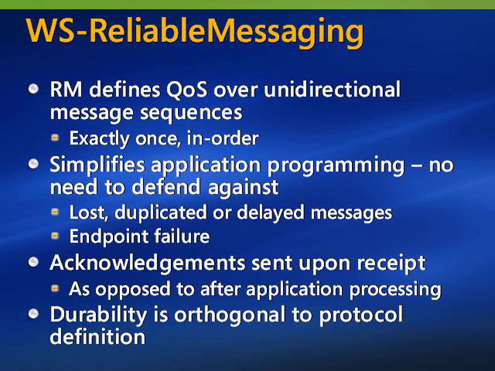Acknowledgements are sent upon receipt of the message by the networking infrastructure, by the platform. That is, Indigo gets a message and sends an acknowledgement. It's not that the application process does anything and then the acknowledgement is sent. So this is really a system level as opposed to an application level reliability protocol. And durability is actually not defined in the spec, which is kind of amazing but true. It turns out that you can do volatile reliable messaging or durable reliable messaging depending on the scenario, but the protocol looks exactly the same.